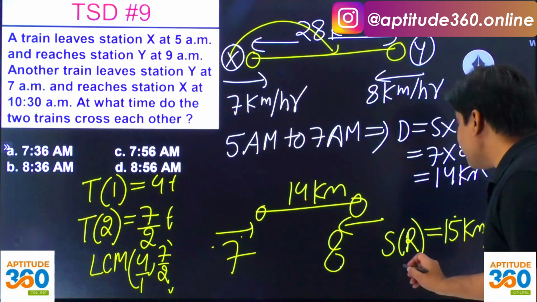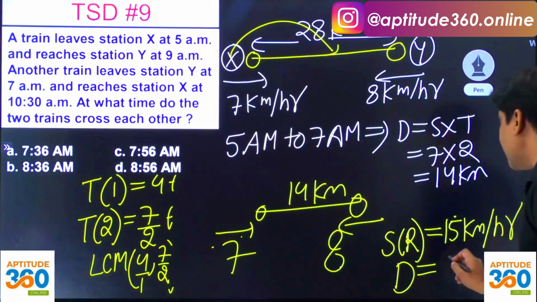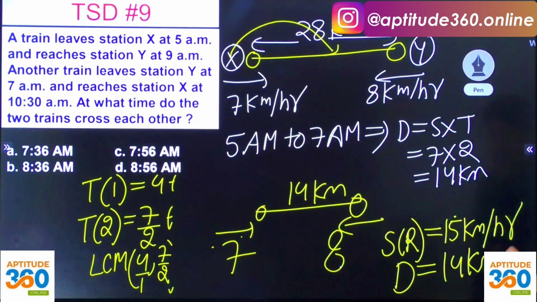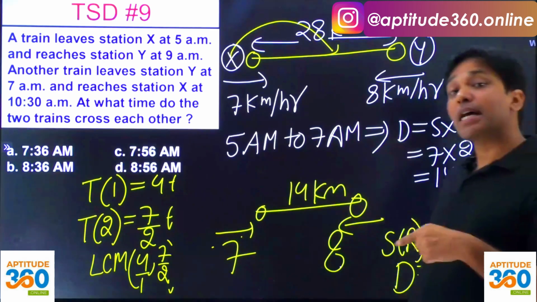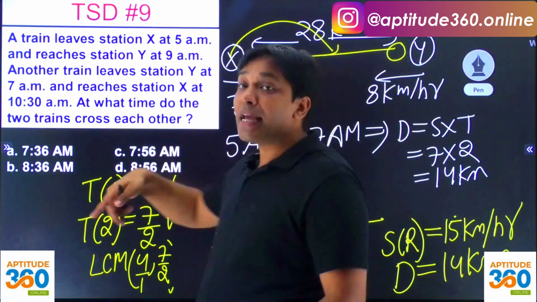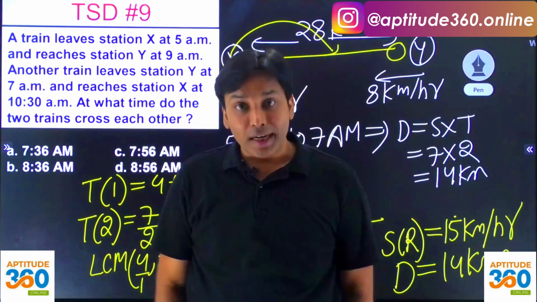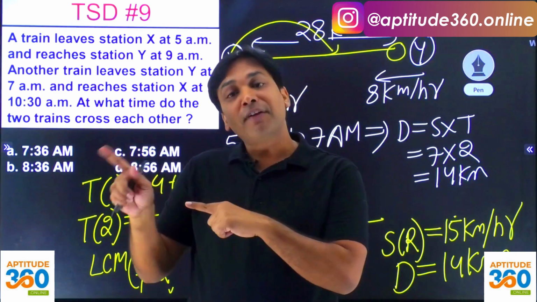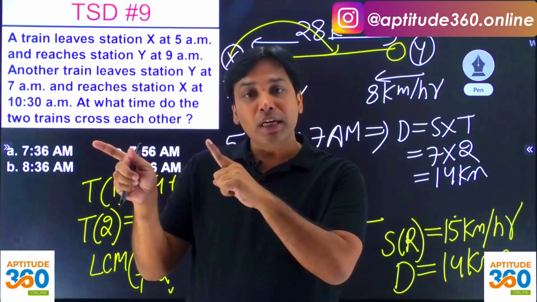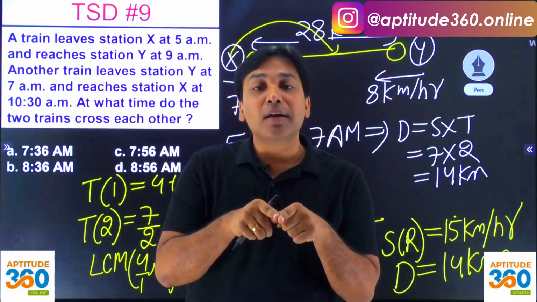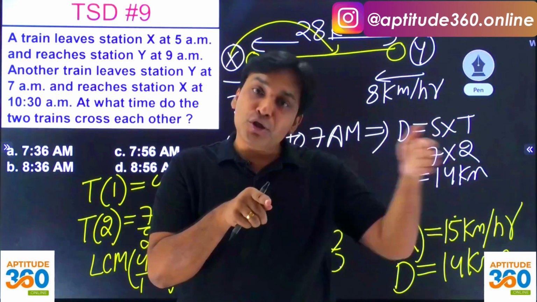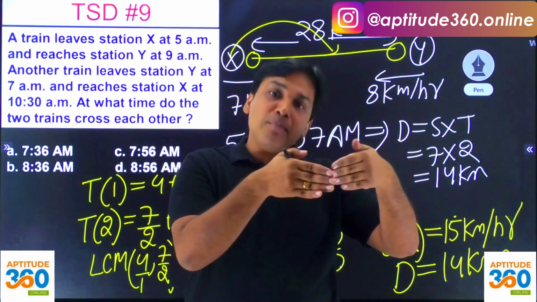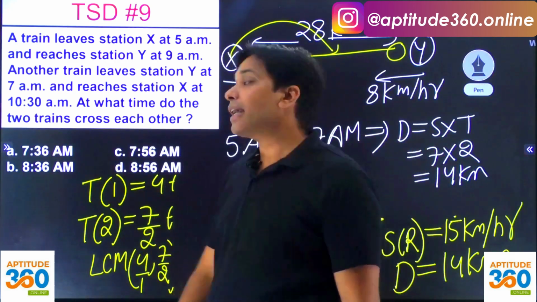And collectively, they will have to travel a distance of 14 kilometers. That is what is given to you. And the problem is asking you, at what time will these two trains cross each other? You saw that one train started at 5 o'clock. It reached the midpoint at 7 a.m. After 7 a.m., the second train also started. Now, the time at which they meet is the time at which they will cross each other.